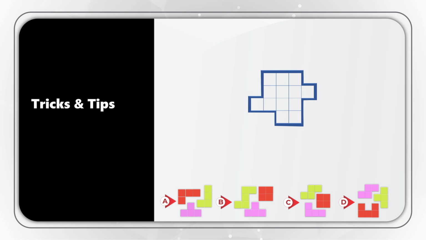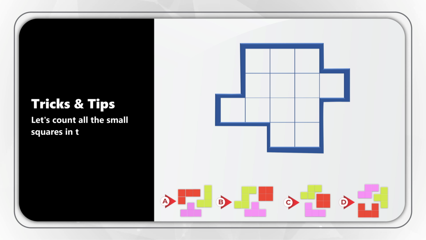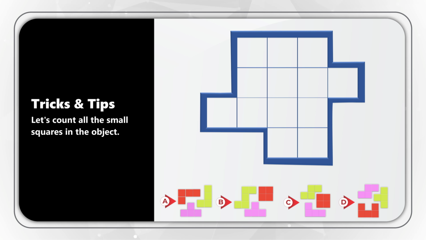Let me show you one little trick here, how you can eliminate some of the answers. Let's look closely onto the target object. If we count all the small squares, we get to the 13 squares. Let's do that. 1, 2, 3, 4, 5, 6, 7, 8, 9, 10, 11, 12, 13 squares.